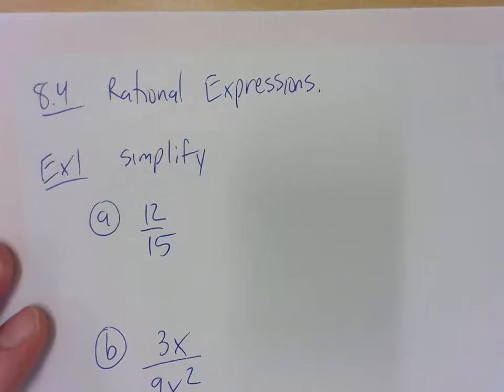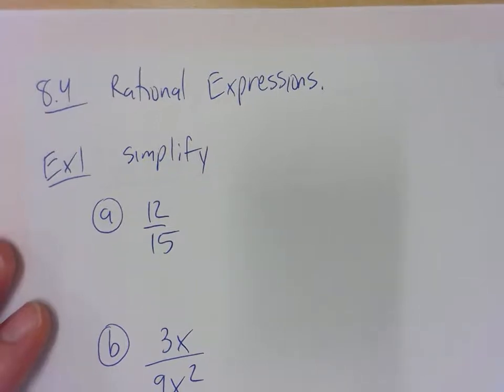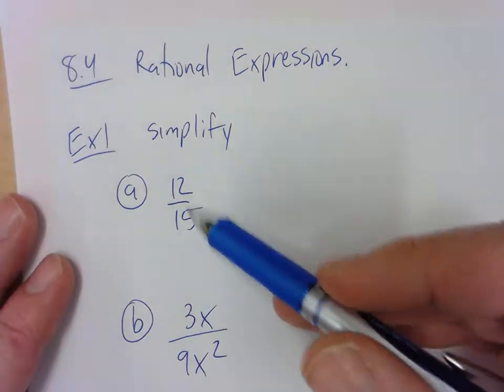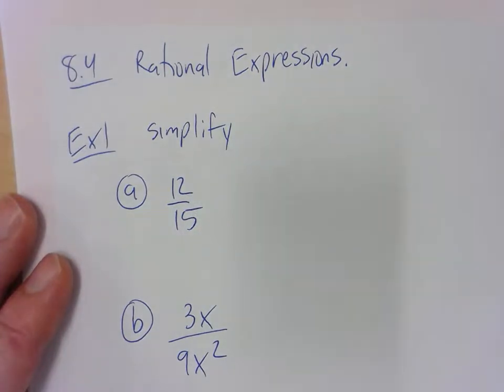All right, this is section 8.4, rational expressions. First thing we're going to do is simplify some fractions, then we're going to multiply and divide fractions. To simplify fractions, we're going to look at this as an algebra student instead of an elementary school student. So you might say, hey, I could divide each of these by 3, but we're going to factor and then cancel out like factors. That's how we're going to look at this.